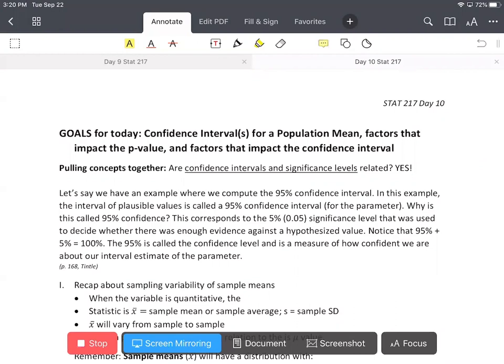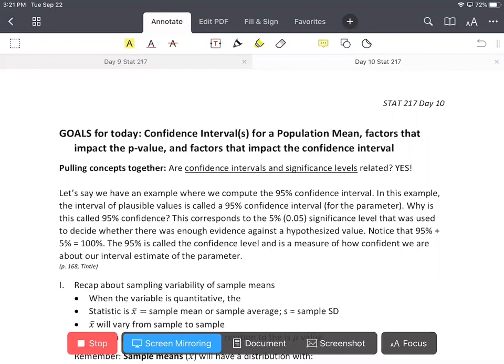In fact, today's lecture is going to be brief, and you're like, yeah, we've heard that before. I'm actually only going to go through the first page of this, and then I want you to work it and make sure you really understand what's going on. So the goals for today are you're going to be working with confidence intervals for population mean, factors that impact the p-value, and factors that impact the confidence interval. So make sure you go through this, and I did post the solution.